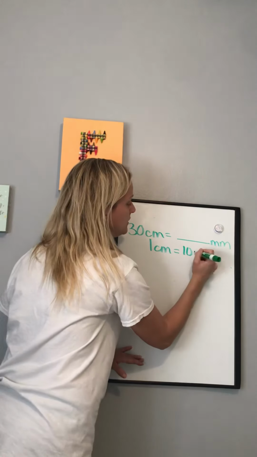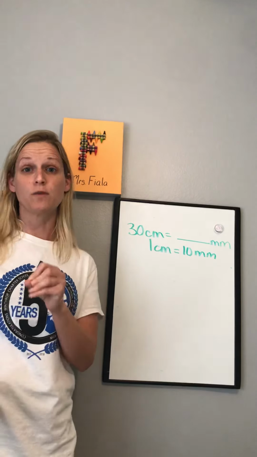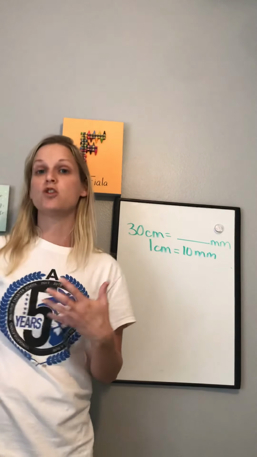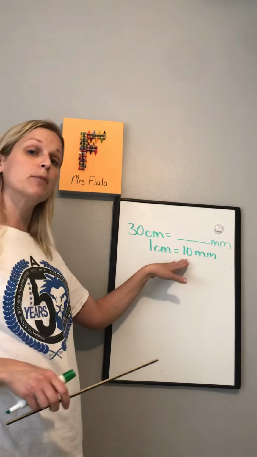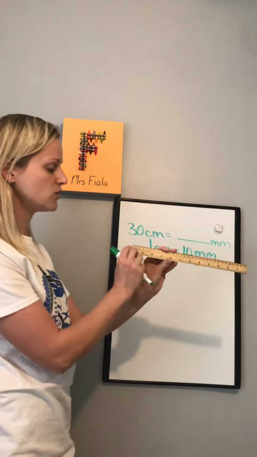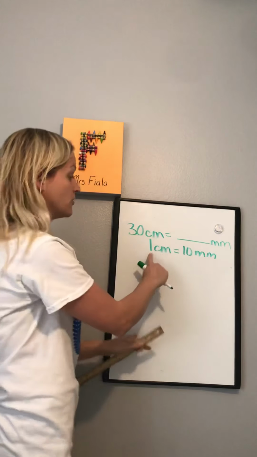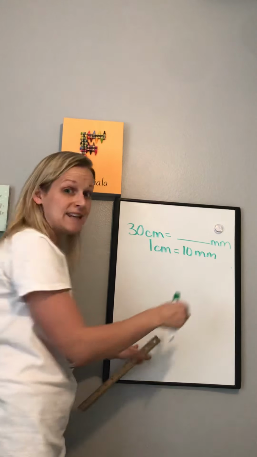And actually, that is not given to you on your reference sheet. So that is something that you are going to have to remember, or you can figure it out from the information you're given. So if you look, here's my 1 centimeter. If I count all these tick marks in between there, there's 10 millimeters. So 1 centimeter equals 10 millimeters.